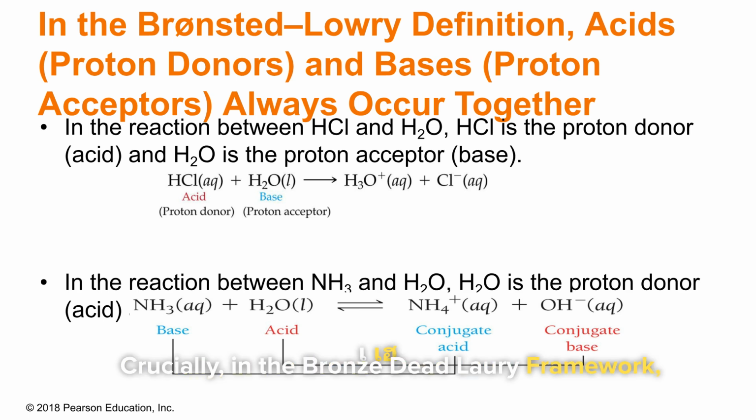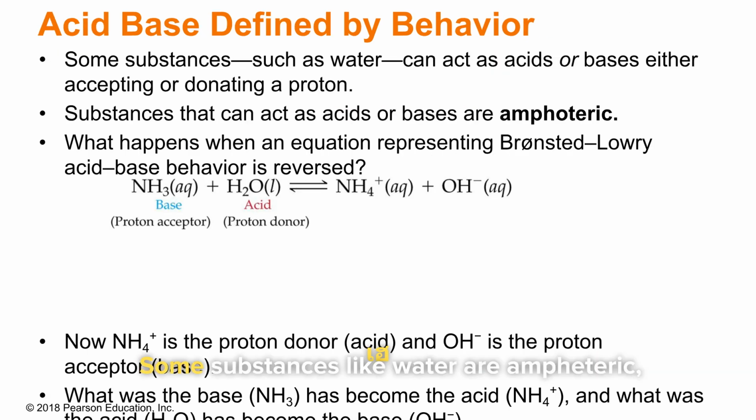Crucially, in the Brønsted-Lowry framework, acids and bases always work in tandem. Every proton donation requires an acceptor. Some substances, like water, are amphoteric, meaning they can act as either an acid or a base. When we reverse these reactions, we identify conjugate acid-base pairs.